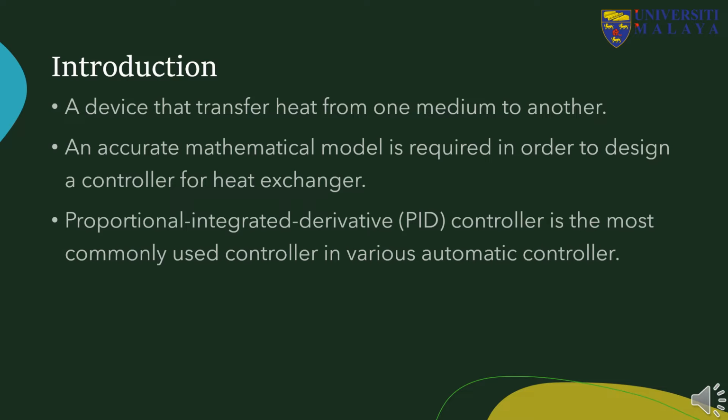However, to design a controller for a heat exchanger, an accurate mathematical model is required, which may be acquired from either a first principle model or a black box system identification experiment. When developing a controller, the system designer must consider numerous additional elements such as process uncertainty, measurement noise, and system robustness in addition to the mathematical model of the process.